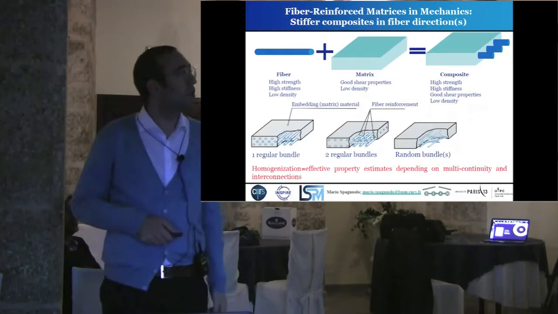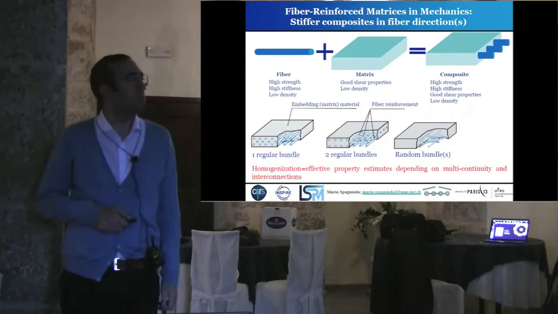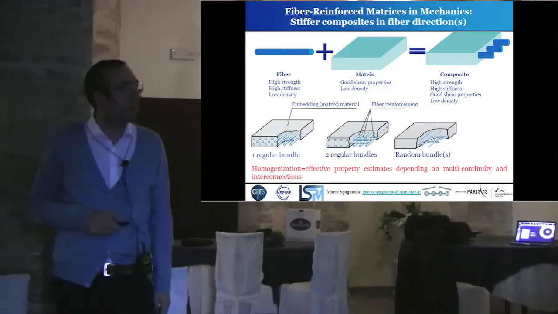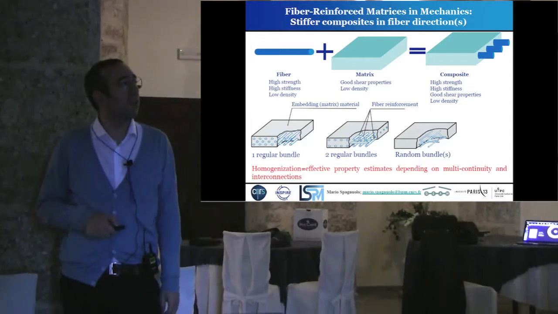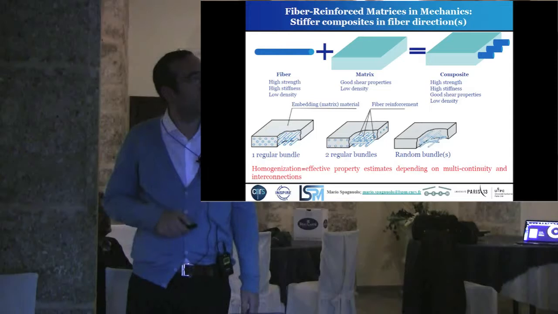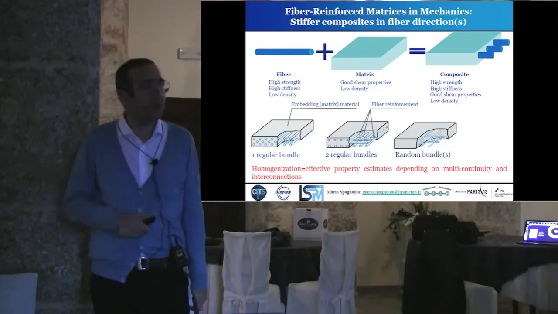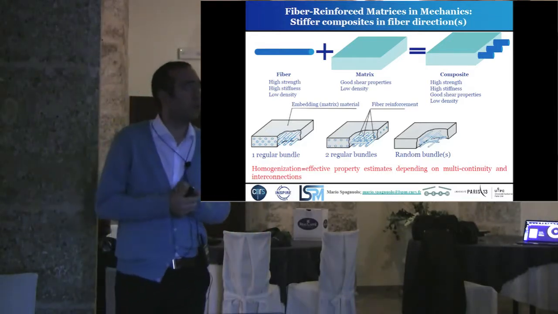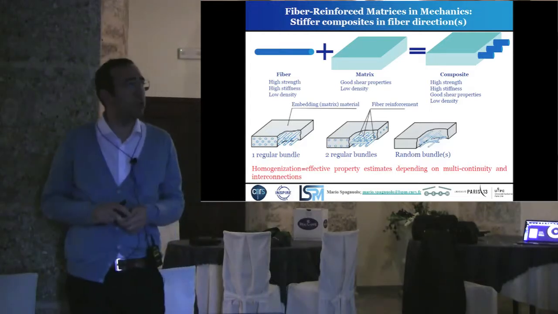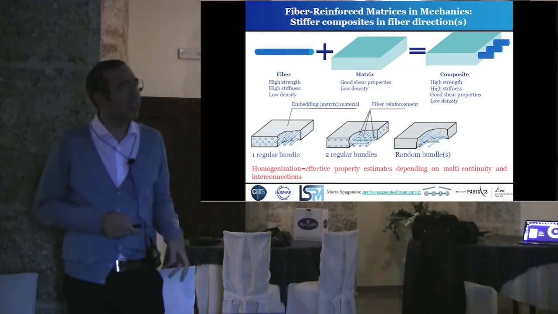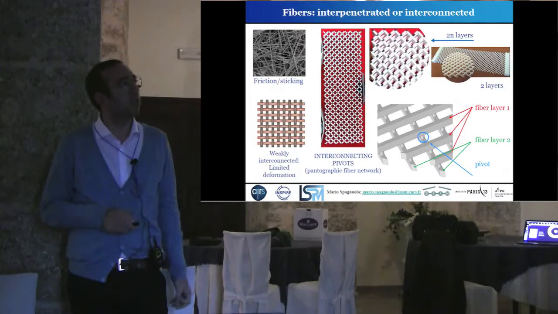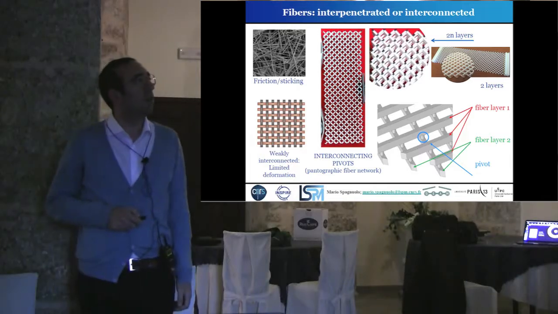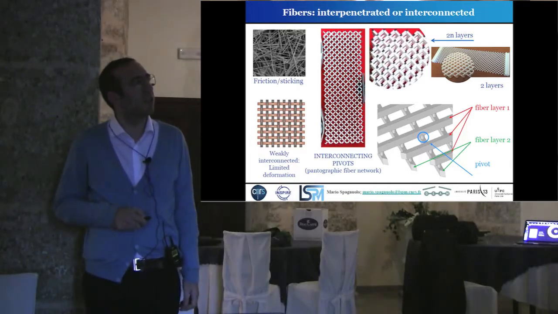So we can think to arrange the bundle as a 1D regular bundle, and this is the case which we'll study. Or we can arrange it with two regular bundles, or we can imagine also the third direction. Via the homogenization we derive the effective property estimates, which depend on the multi-continuity of the single phases and also on the interconnections. The interconnections can be physical interconnections, the pantographic case, for example. Here the matrix is devoid, obviously, and this is a 3D pantographic structure.